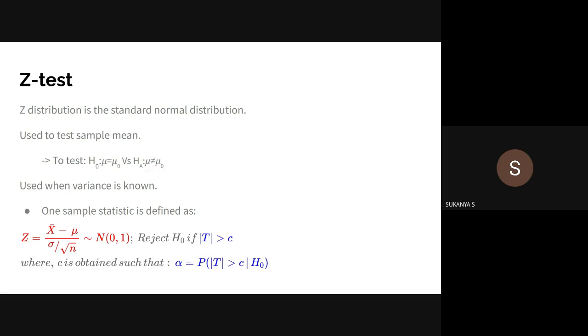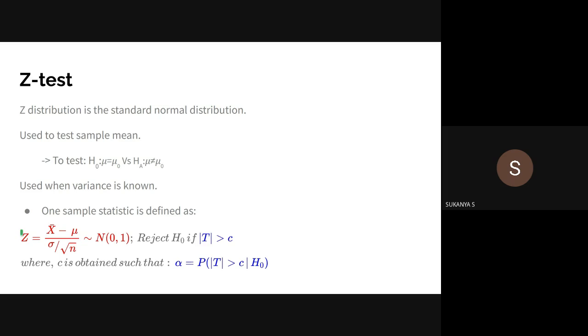Now, the Z statistic is defined as x bar minus mu divided by sigma by root n, where x bar is your sample mean. You obviously know that x bar is used as the proxy for the population mean. So x bar minus the mean of x bar. By CLT, x bar, the sample mean, follows a normal distribution with mean mu and standard deviation sigma by root n.